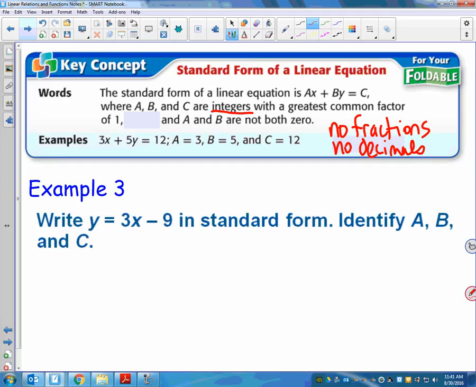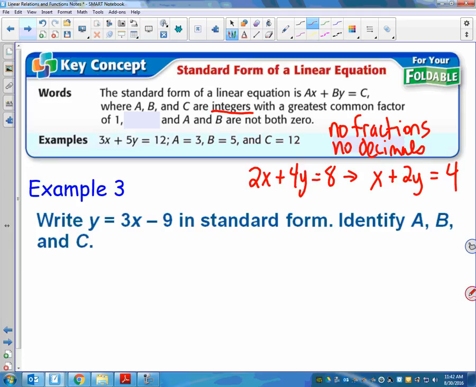It also says that it has a greatest common factor of 1. That just means if everything is divisible by 2, you could divide everything by 2. So an example of that would be, you had 2x plus 4y equals 8. That would technically not be in standard form because you could divide everything by 2. You see that? They would want you to divide by 2: x plus 2y equals 4. Those are the same equation, but in standard form, they want it to all look the same at the end. So that's what that greatest common factor of 1 means.